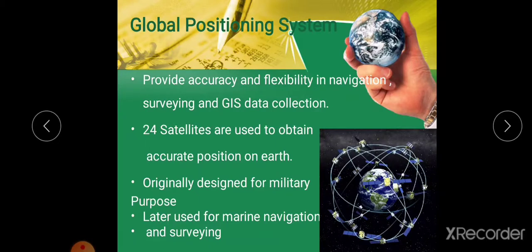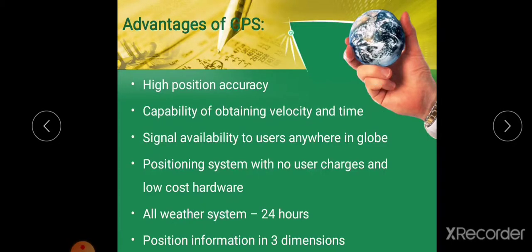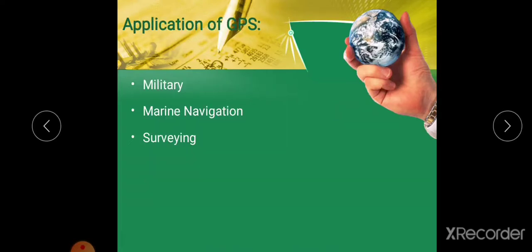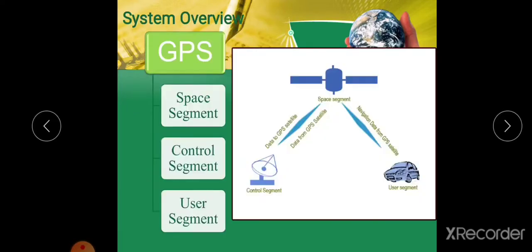So in short, GPS contains 24 satellites in order to obtain accurate position on Earth. And I will cover the other portions in the next video. That is, next we have to discuss the different systems of GPS.